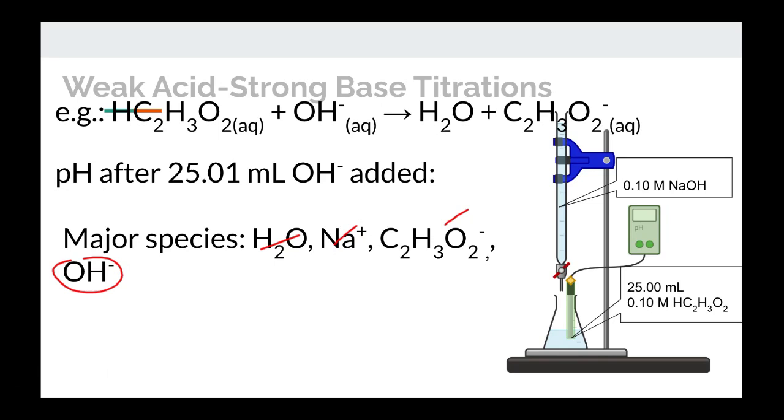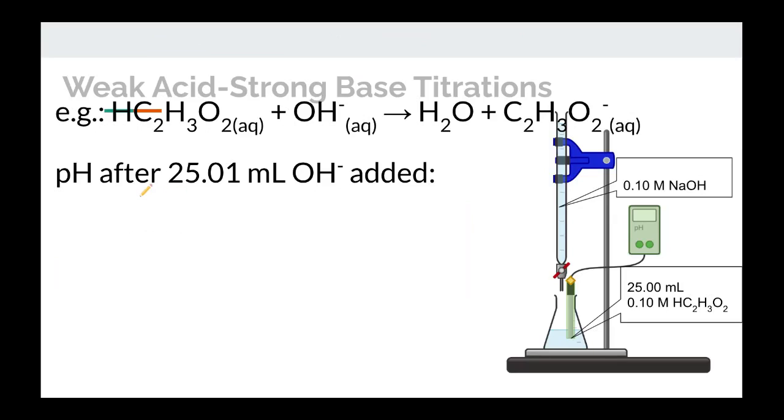Why do we have OH minus present? Because we kept adding NaOH, but we no longer have any acid to use it up. Okay, so here's our strategy. We're going to take the BCA chart to figure out how many moles of OH minus are now in our solution. We're going to use that and the new volume to find the concentration of OH minus. Then we're going to use that to find the pOH, and then we're going to subtract from 14, and that's going to give us our pH. So that's our strategy for finding pH in this new zone of the titration where we have a strong base present.